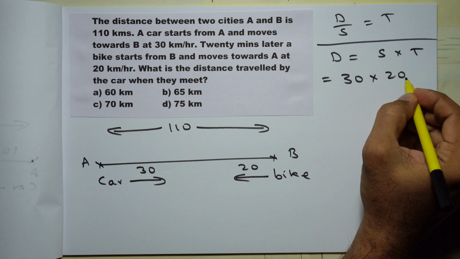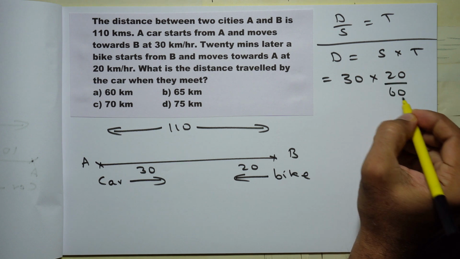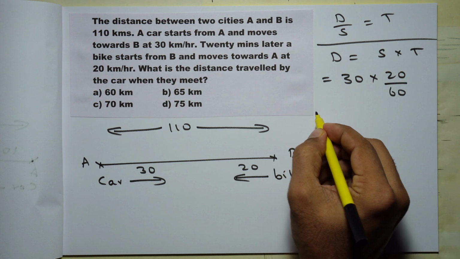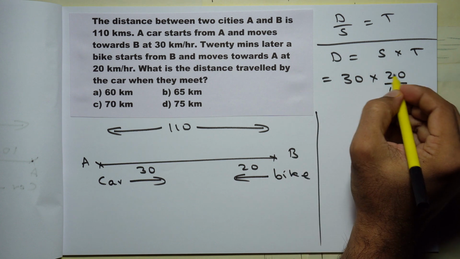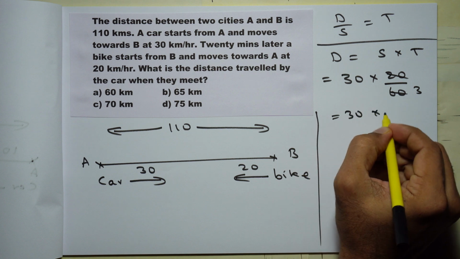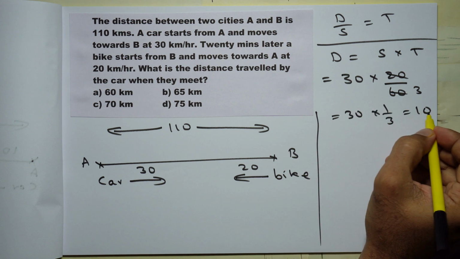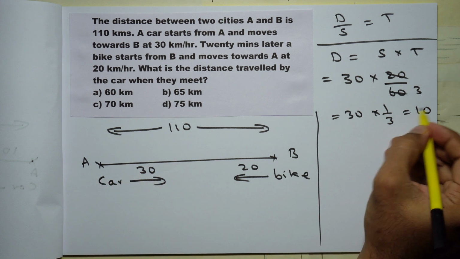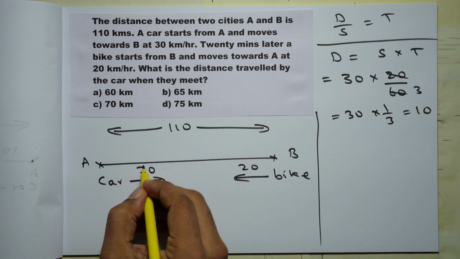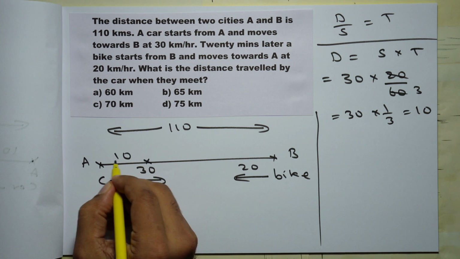Now 20 minutes I'll convert into hours. So to convert minutes into hours, I have to divide by 60. So now 20 divides 3 times. So you will get it as 30 into 1 by 3. You will get it as 10 kilometers. So in the first 20 minutes, the car will do 10 kilometers. So in 20 minutes, the car will be here and this distance is 10.